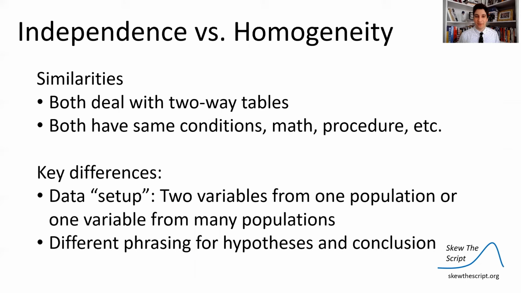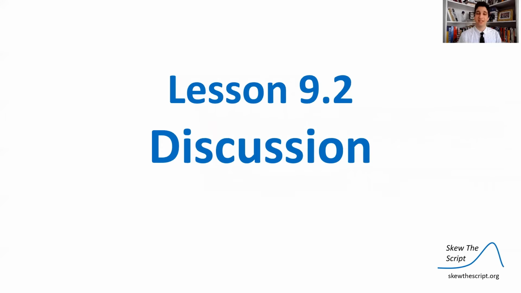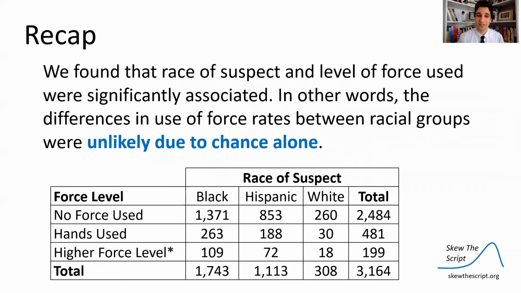So these tests are very similar. They both deal with two-way tables, and we have the same conditions, math, procedures, etc. So the state, plan, do, conclude are very similar. The only difference is the data is set up differently, and we're going to have differently phrased hypotheses and therefore a differently phrased conclusion if you reject or fail to reject. So let's go on to our discussion for today.